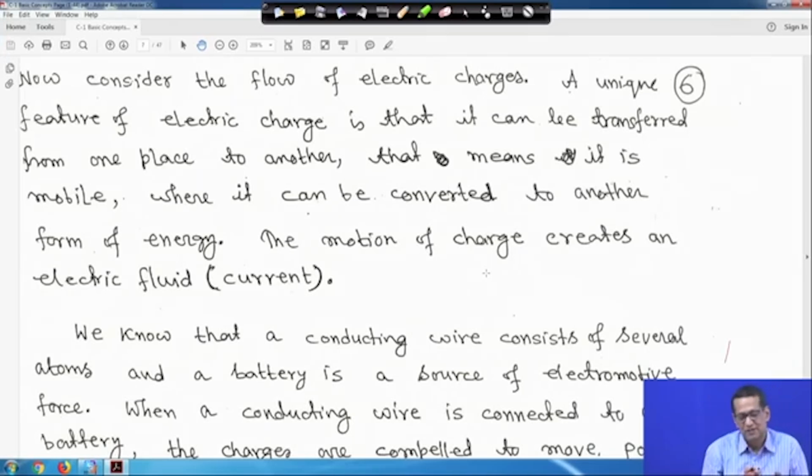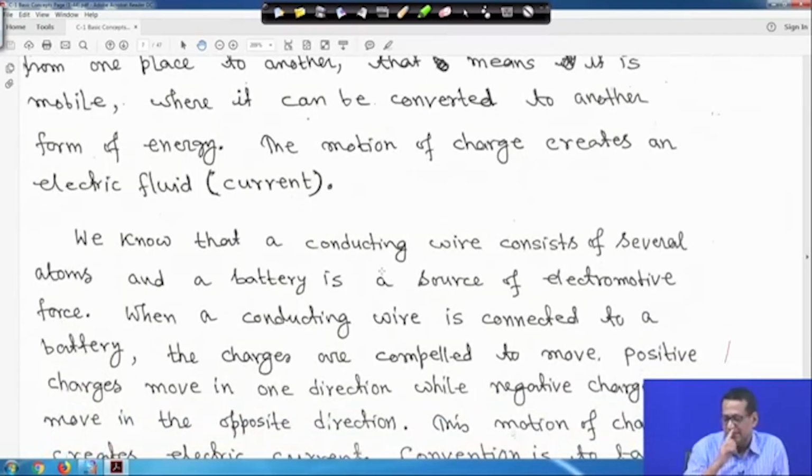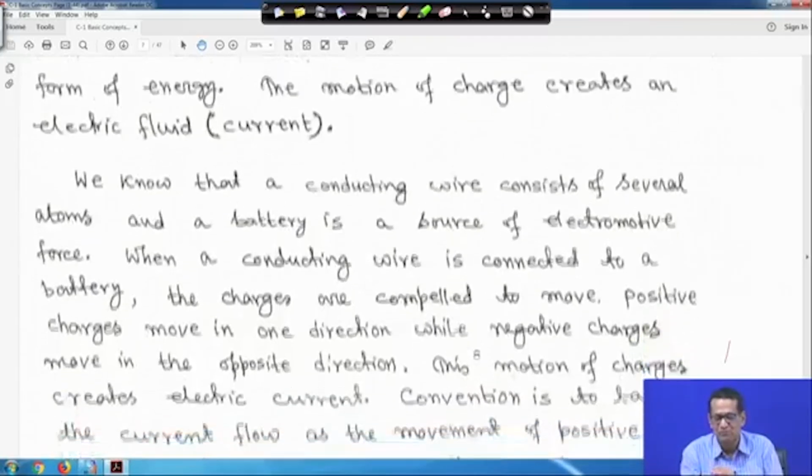Now we know that a conducting wire consists of several atoms, and a battery is a source of electromotive force. When a conducting wire is connected to a battery, as in the very first example we saw, with a voltage source, a switch, conducting wires and a tungsten lamp, the charges are compelled to move.